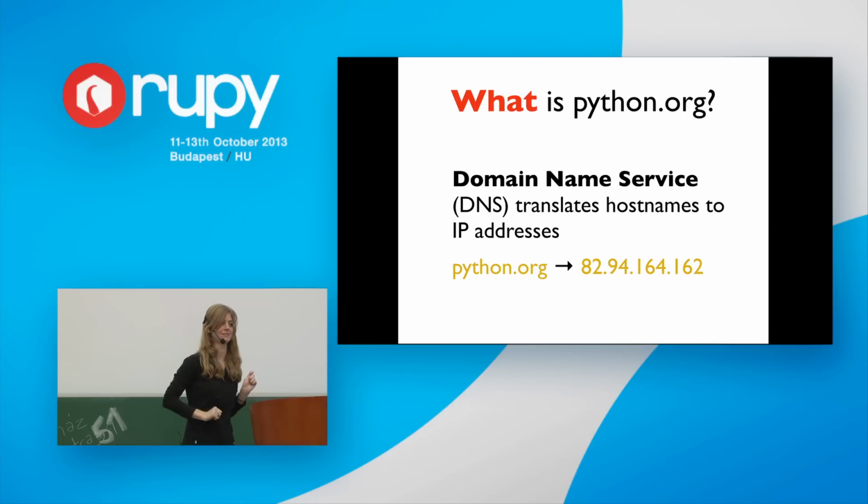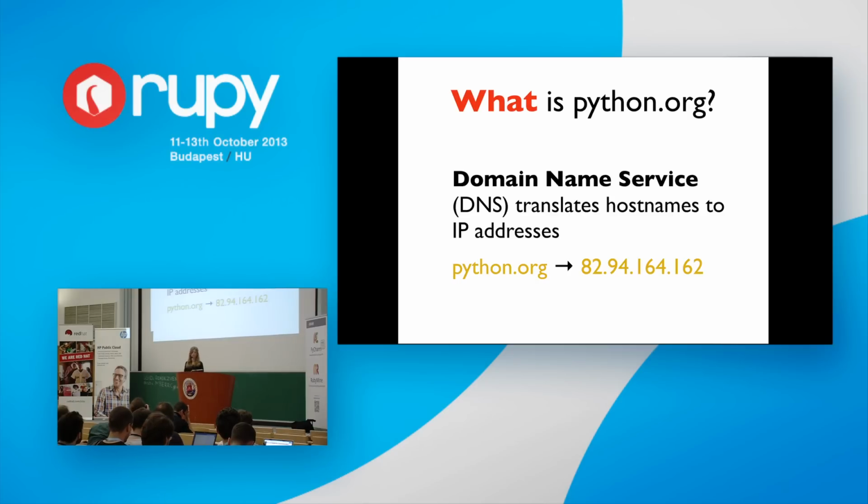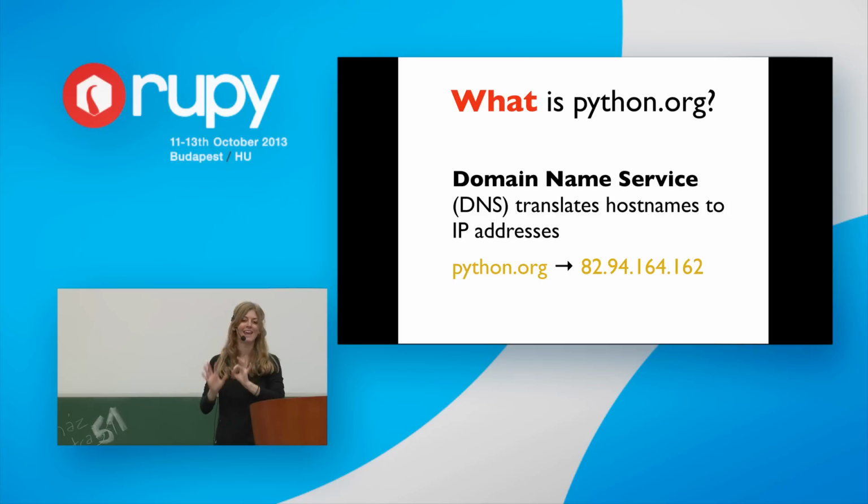Fortunately, there's a protocol exactly for this. That is DNS, the Domain Name Service, and its whole job is to translate host names to IP addresses. So for example, the host name python.org maps to 82.94.164.162.